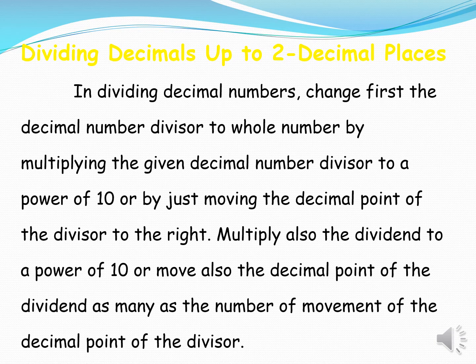In dividing decimal numbers, change first the decimal number divisor to a whole number by multiplying the given decimal divisor by a power of 10, or by just moving the decimal point of the divisor to the right. Multiply also the dividend by a power of 10, or move also the decimal point of the dividend as many places as the number of movements of the decimal point of the divisor.